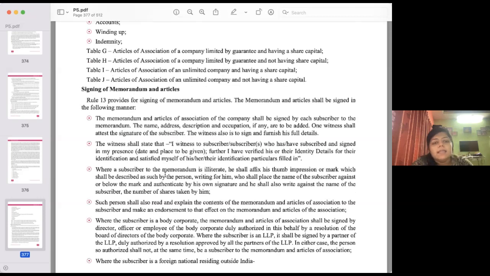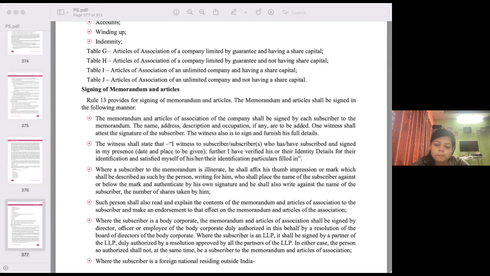Now, the next is with respect to signing of memorandum and articles. Rule 13 provides for signing of memorandum and articles, and it would be signed only in the manner which has been prescribed. So, memorandum and articles of association of the company shall be signed by each subscriber to the memorandum. The name, address, description, and occupation, if any, are to be added. One witness has to be there. This is true for companies which are normally private or public. The idea is, when you talk about an OPC, a one-person company, things may differ. From company to company, specifically, the procedures may differ.